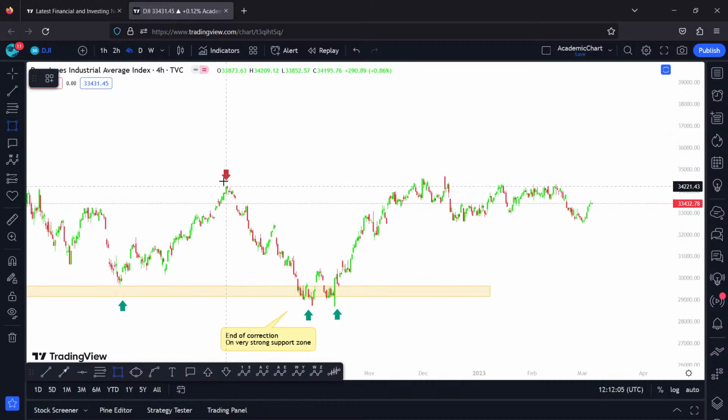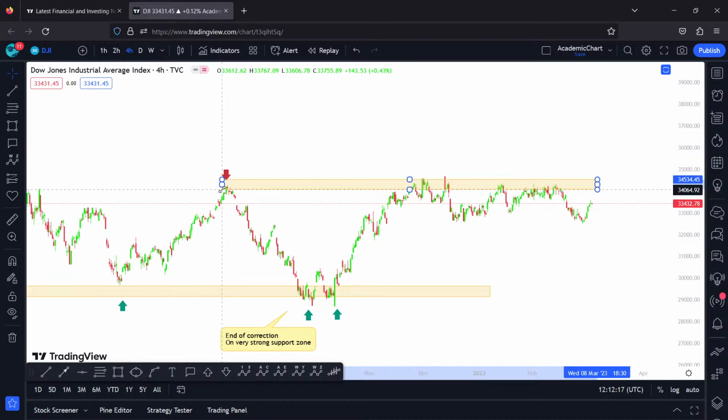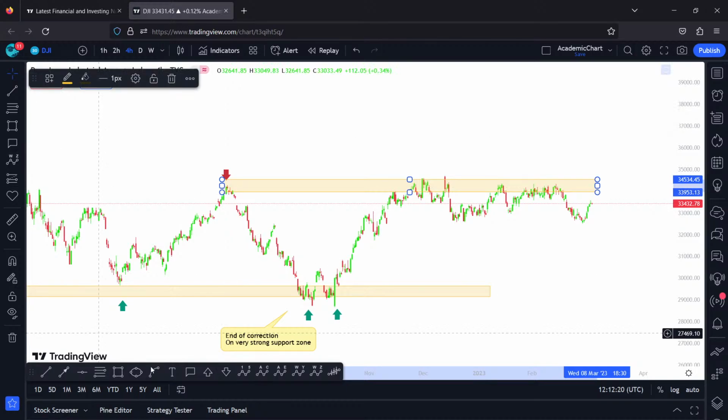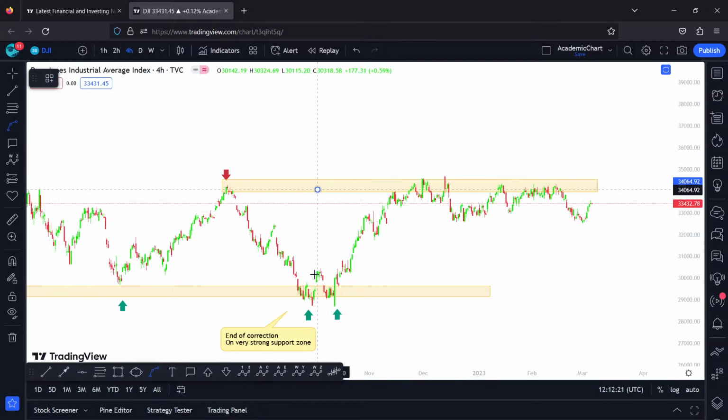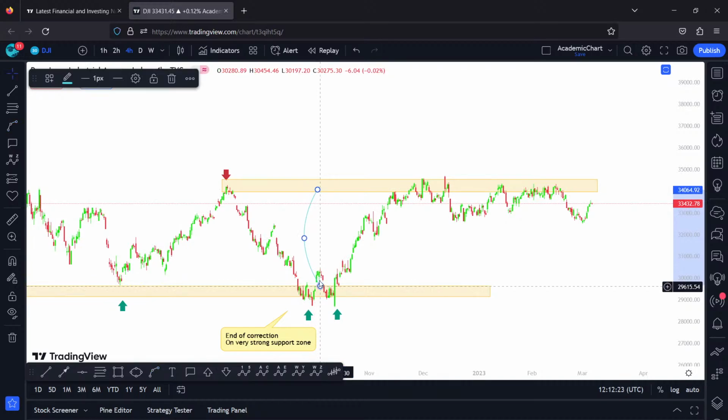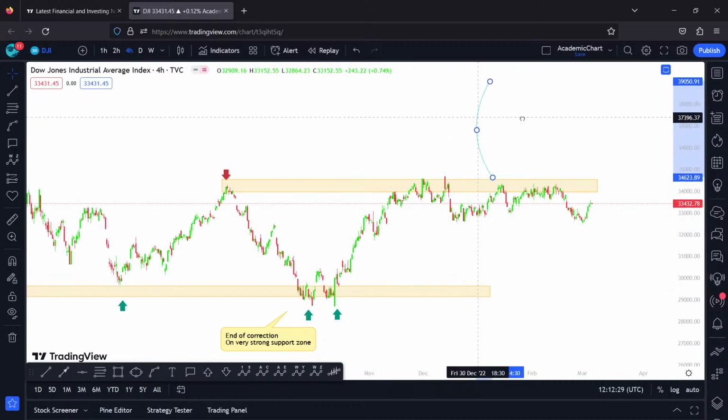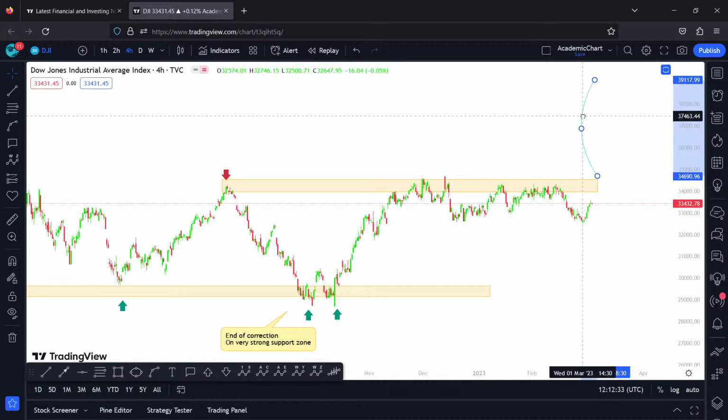if the neckline, which is actually that very important resistance zone, is broken, the price will usually move to the length of the head. So from the neckline to the head, this is the length. I usually use this curve. And if I say it is going to break here, it will be the target.